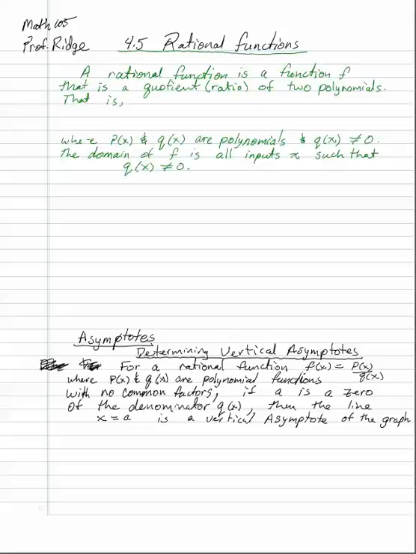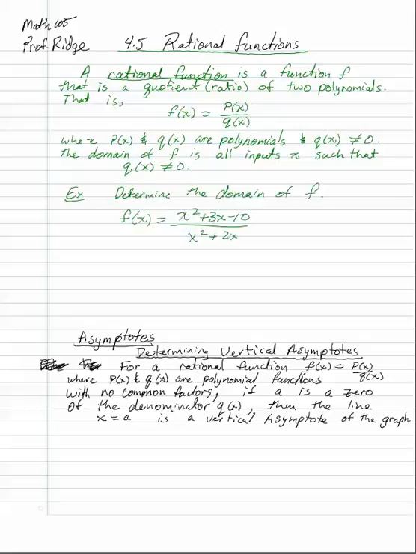A rational function is a function f that is a quotient, or we can say ratio, of two polynomials. That is, f of x is a rational function: a ratio of two polynomials, p of x over q of x, where p and q are polynomials, and of course q of x can't be 0 because that's undefined. The domain can be all the inputs x such that q of x is not equal to 0.